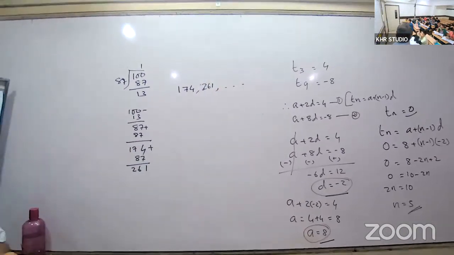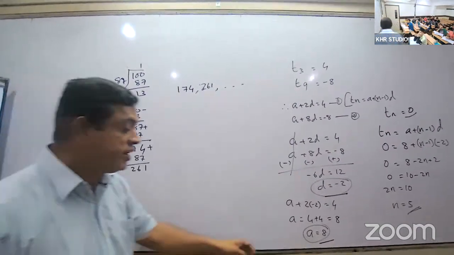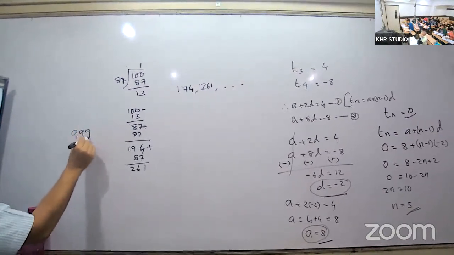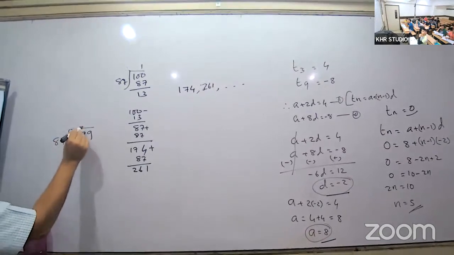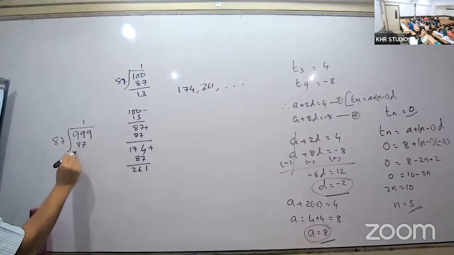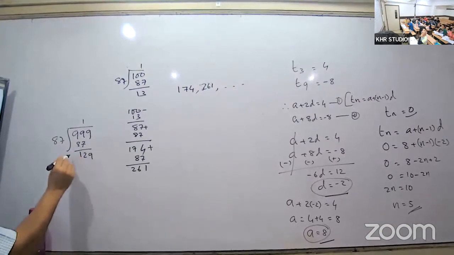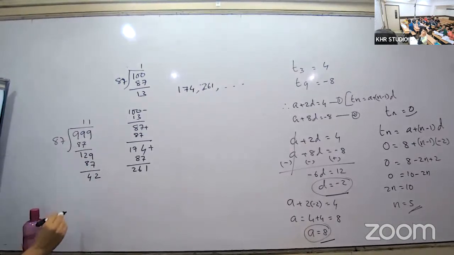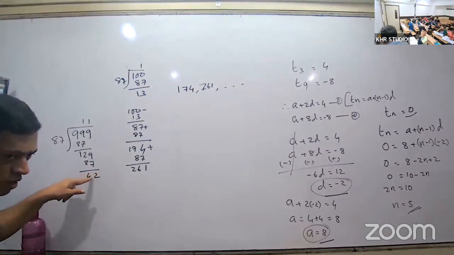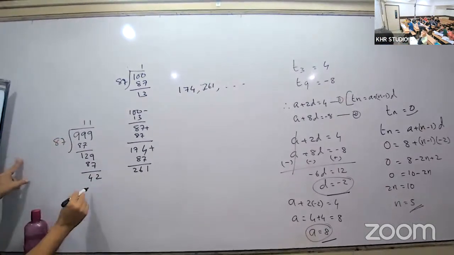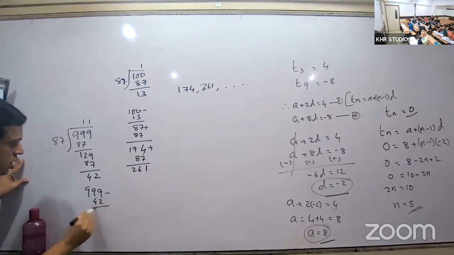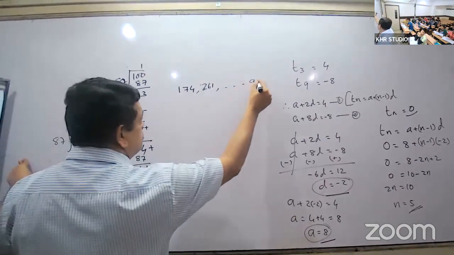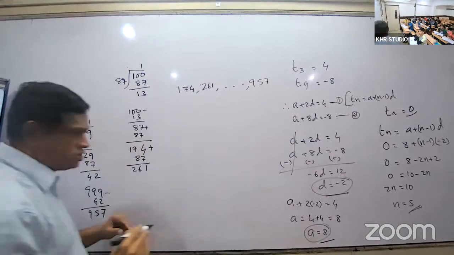Listen carefully. How will you find the last 3-digit number divisible by 87? Take the last 3-digit number, 999, divided by 87. So how much will you get? 1 times 87. How much left out? 129. Again, 1 times 87, how much? 42. So the remainder is coming as 42. Is it divisible by 87? No. So make it 999 minus 42. 9 minus 2, 7. 9 minus 4, 5. Therefore, the last number divisible by 87 is 957.